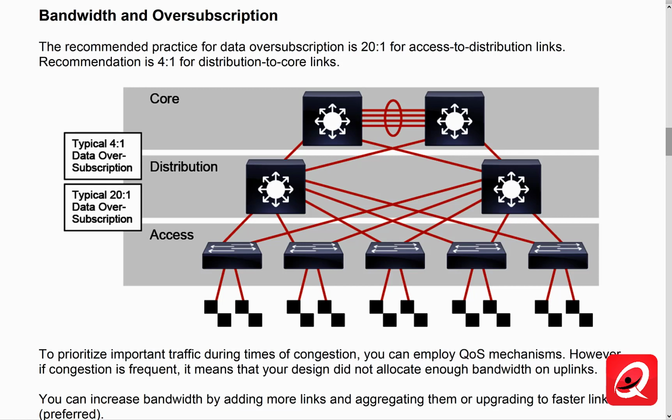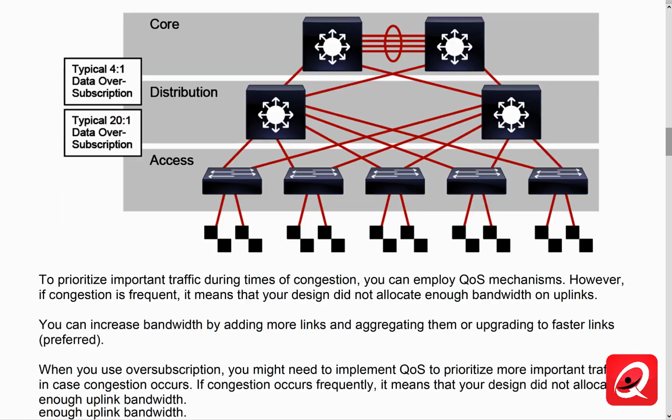So upgrading the links between, say, your distribution and core switches to 10 gig links is maybe better than adding additional gig links to an EtherChannel or something like that. But there's a cost to that as well, right? We talked about layers 8 and 9 of the OSI model, budget and politics. Well, budget is definitely one of those things to consider. Okay.